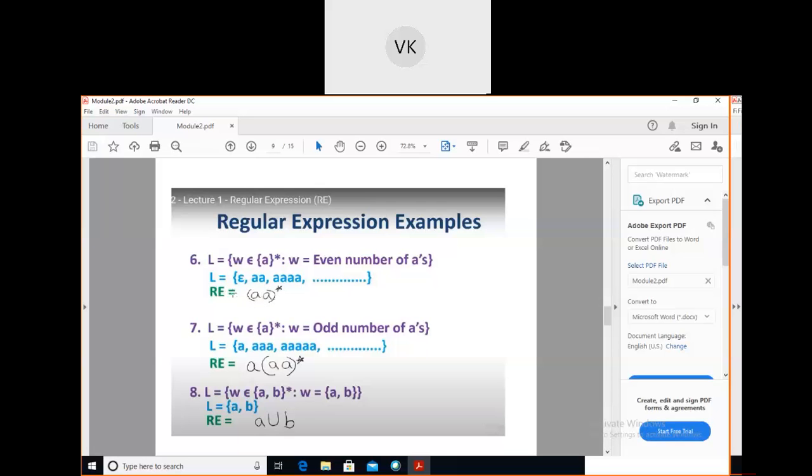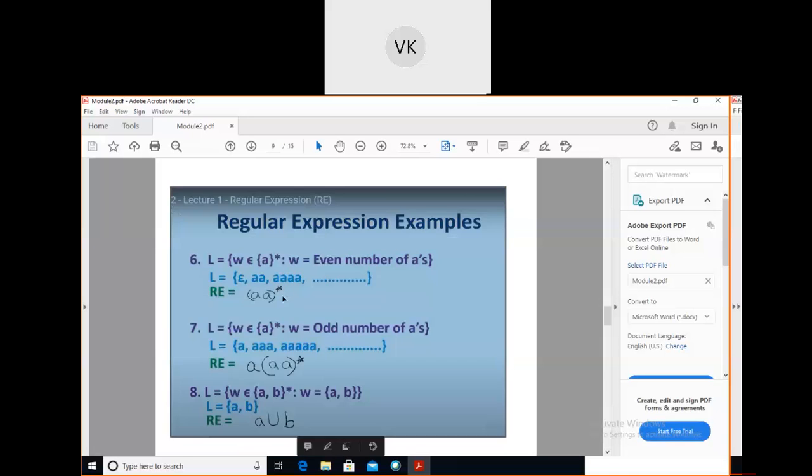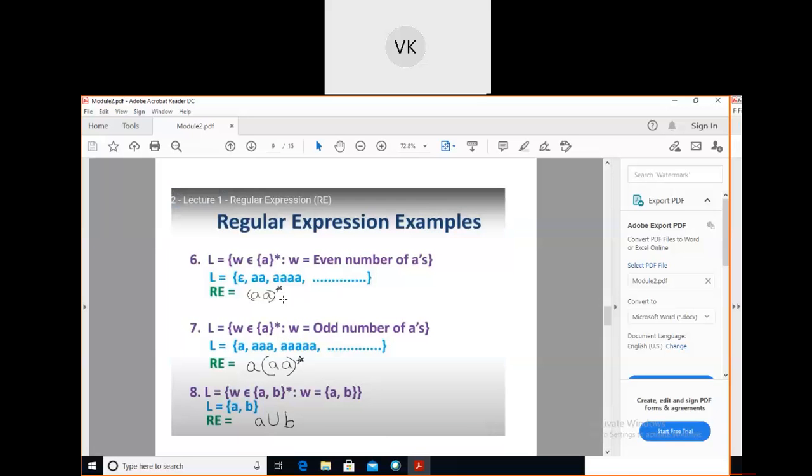So this is the regular expression for the given language. You can observe that it satisfies the condition. 2 times A raised to 0 means 0 only, raised to 1 is 2 times A, raised to 2 is 4 times A, raised to 3 is 6 times A, so for all occurrences it will be even only. So this is the regular expression for this regular language.